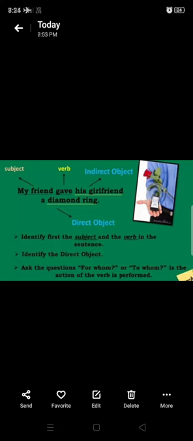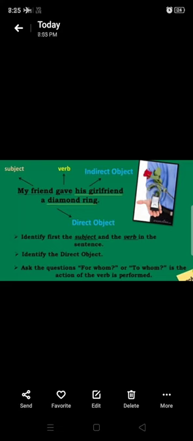So here, my friend gave his girlfriend a diamond ring. Here the subject is my friend, the verb is gave. Next, identify the direct object. Now our work is to identify first the direct object, right? But we have a problem in the sentence, because there are two objects.